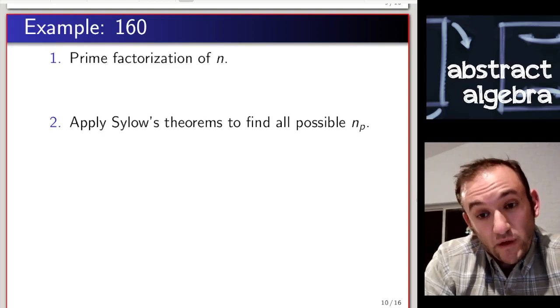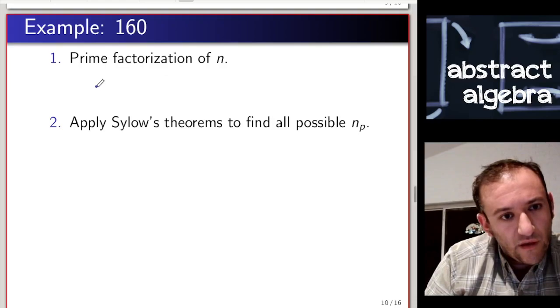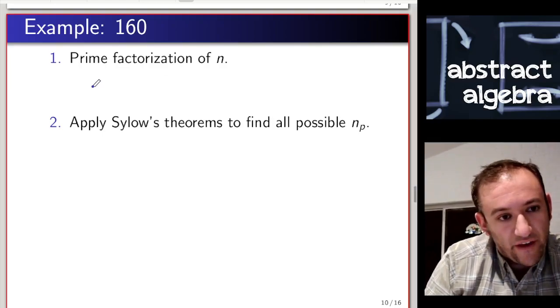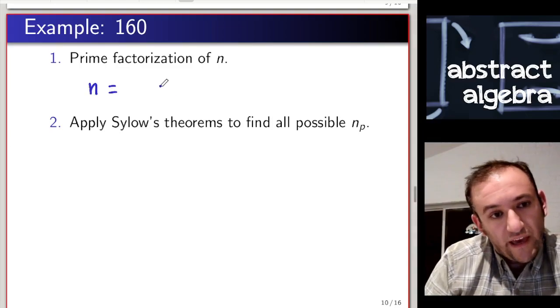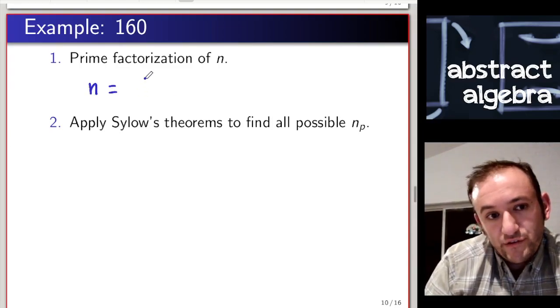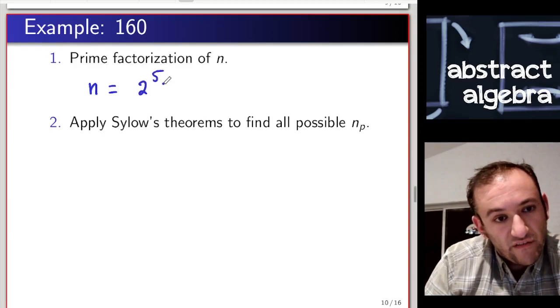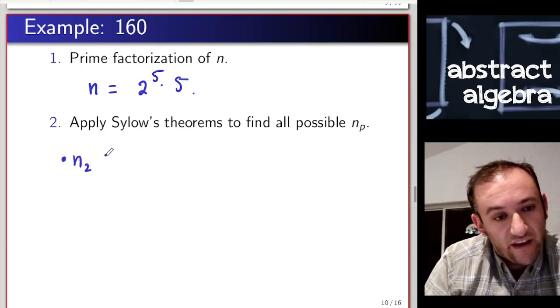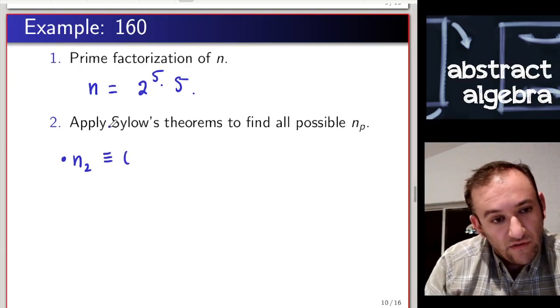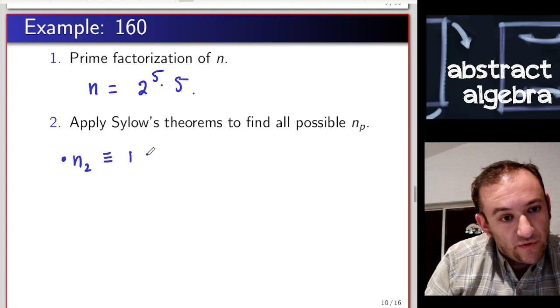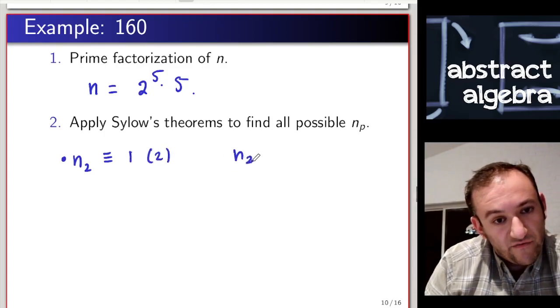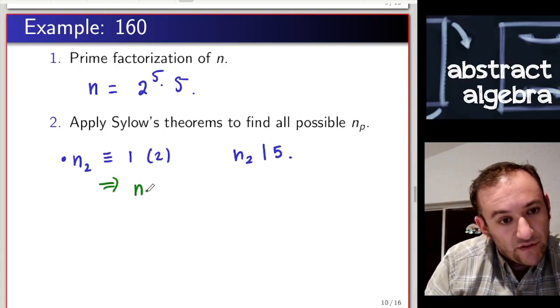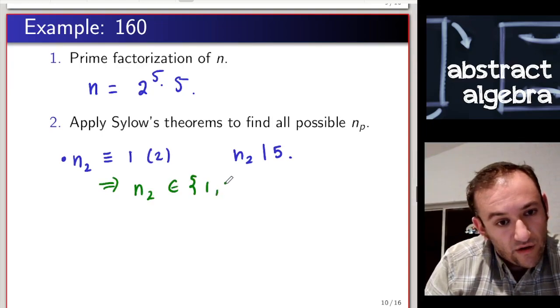Next example we'll see is 160. So first thing we do, as always, is the prime factorization. We have 16 times 10, so 32 times 5, 2 to the 5th times 5. Okay, now let's consider using Sylow's theorem to find n2 and n5. We have n2 congruent to 1 mod 2, and dividing 5. So n2 must belong to the set 1 or 5.